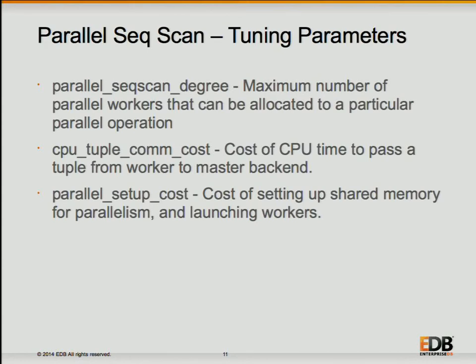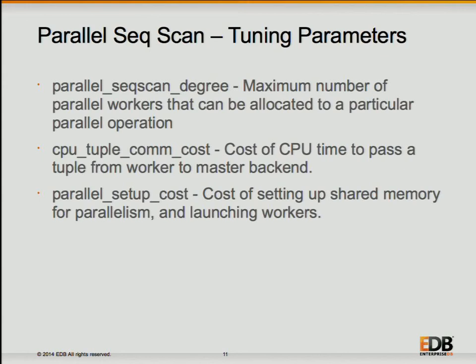Let's answer question number one. So here it works something like this. If the number of workers are not available, we'll continue with the existing workers, whatever are available, and we will use the master backend as well to scan. That would be reported in an explain analyze, which would tell you what the difference is.